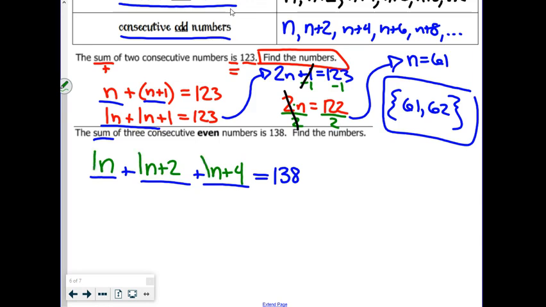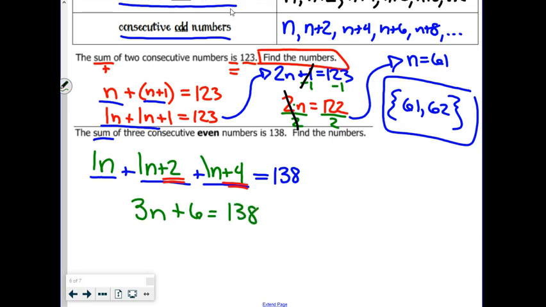Just like that last one, all of those n's have a coefficient of 1. So when we combine all the n's together, 1n plus 1n plus 1n makes 3n. And notice we also have constant terms that we can combine here. 4 and 2, those add up to 6. So 3n plus 6 is equal to 138 still.